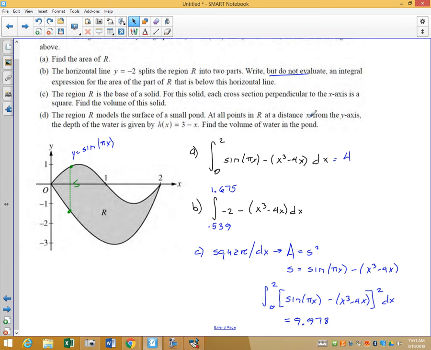If you are x units from the y-axis, however far away you are from the y-axis, the depth of the pond is this. So that means that at the very beginning, when my x-coordinate is 0, what's the depth of my pond right here? It's 3, right? Because it's 3 minus the x-coordinate. If x is 1, at that point, the depth is 2. And when x is 2 at the shallow end, my depth is 1, right? So it starts 3 units deep, and then it gets shallower as we go to the right. It wants to know the volume of the water.